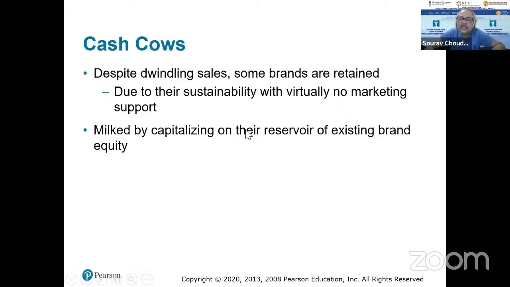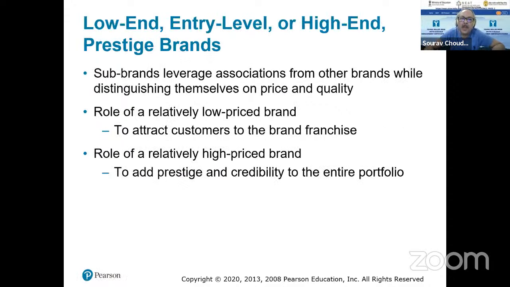So these brands are very important to maintain the profitability of that company. And low-end entry-level or high-end prestige brands: sub-brands leverage association from other brands by distinguishing themselves on price and quality. Role of a relatively low-price brand: to attract customers to the brand franchise. Role of a relatively high-price brand: to add prestige. So there are two kinds of sub-brands. One is at the lower price band, and the other is at a higher price band. What does the lower price band do? It attracts consumers. And what does the higher price band do? It maintains the prestige and credibility of that brand.